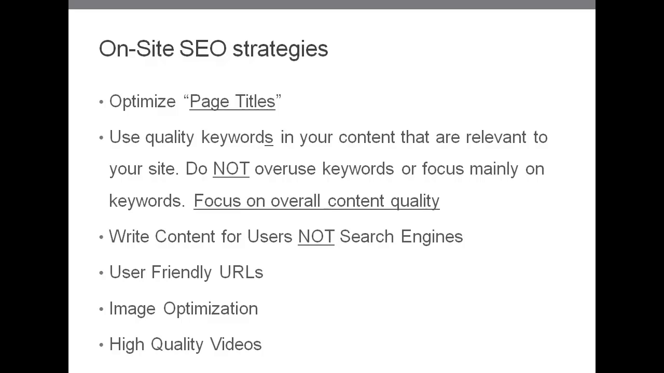Image optimization, a lot of people overlook this, but images have names, whatever .jpeg or .png. This should be something that's user friendly, a word, not maybe a number or something like that. And also you want to utilize the alt attribute, which is what's displayed if for some reason the server isn't serving up the image.